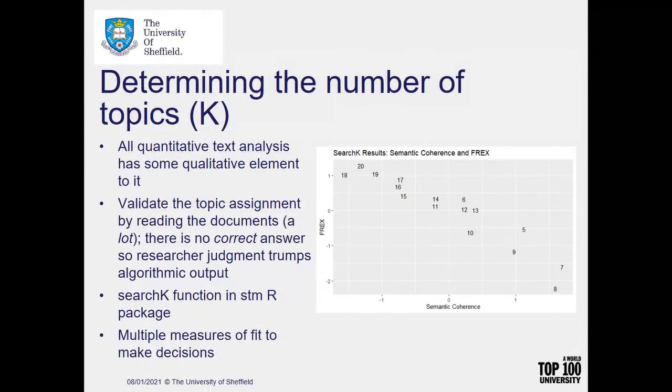One of which is to run through a range of different numbers for K and then produce goodness of fit statistics for each. Here I've plotted 15 different models ranging from 5 to 20 topics against 2 fitness measures, semantic coherence and exclusivity. Semantic coherence is a measure that's maximized when the most probable words in a topic co-occur together very frequently, and there's a measure called FREX, which is the weighted harmonic mean between the exclusivity of a word to a topic and the frequency within which it appears in that topic.